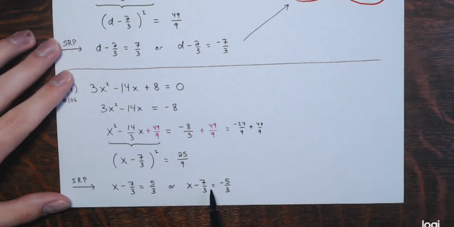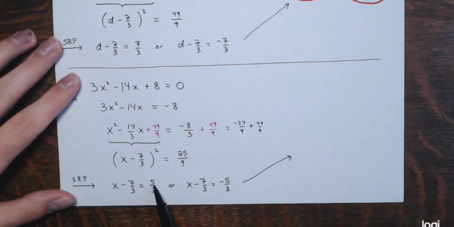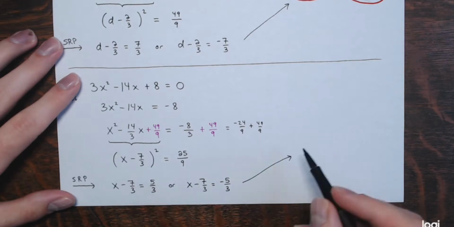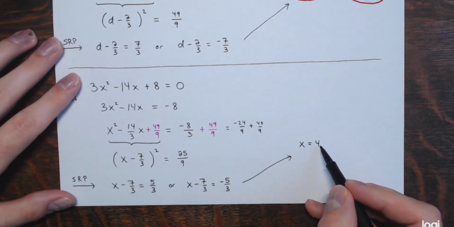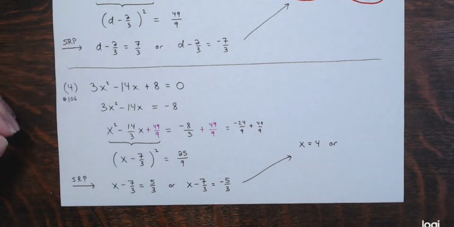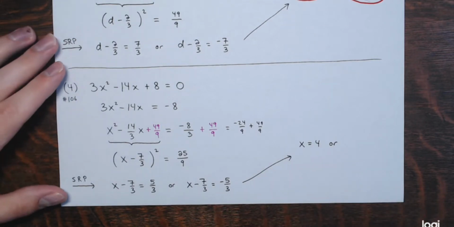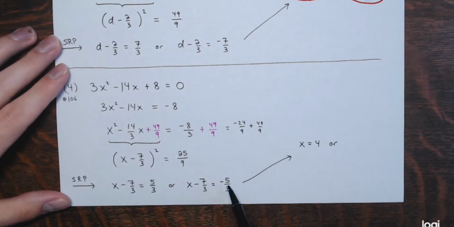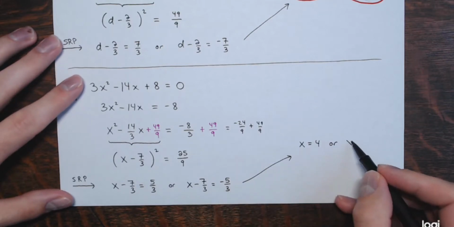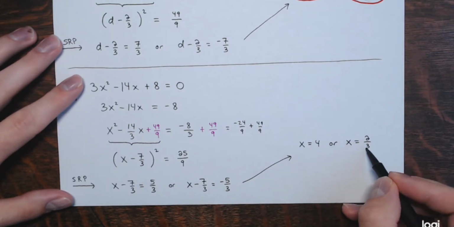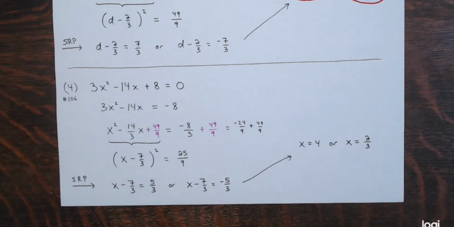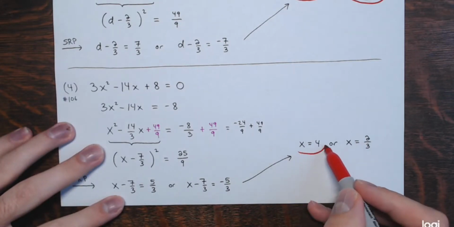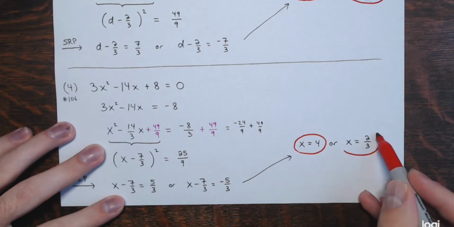And then I solve each of these by simply adding 7/3 to both sides. Well, for the first one, 5/3 plus 7/3 would be 12/3, which is 4. So x equals 4 is a solution. And again, check it. Make sure it works in the original equation. Then the second one, negative 5/3 plus 7/3 would be positive 2/3. Alright, so x equals 4 or x equals 2/3. And again, please, check them, and they should work.